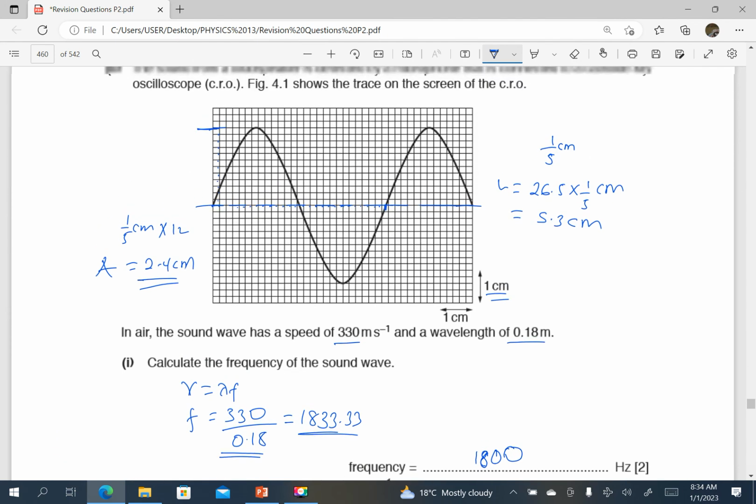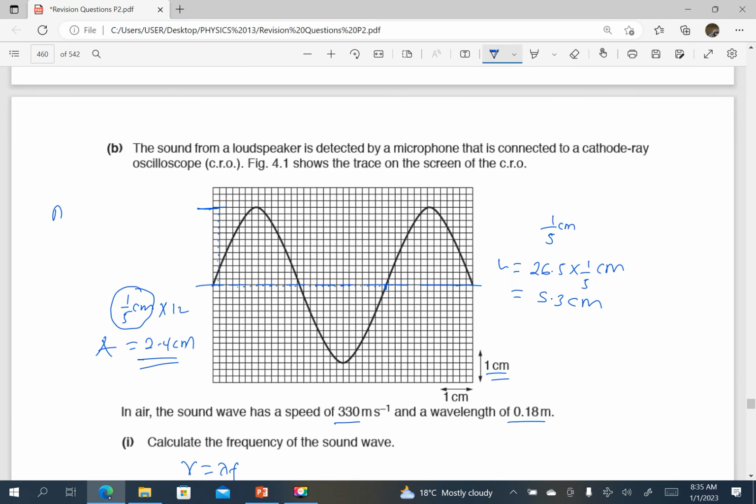But how many small squares will that be? Remember, one small square was representing 1 over 5 centimeters. How many small squares do we need to represent 1.7 centimeters? So the number of small squares n times what one small square represents should give us 1.7 centimeters. So I'll just say 1.7 times 5. That is 8.5. So the new amplitude will be represented by 8.5 small squares.